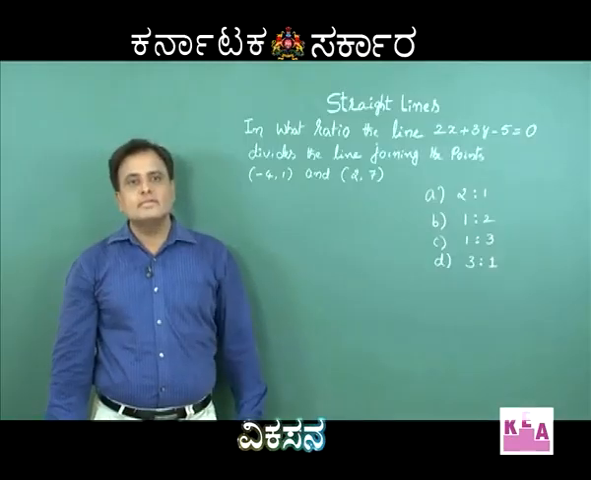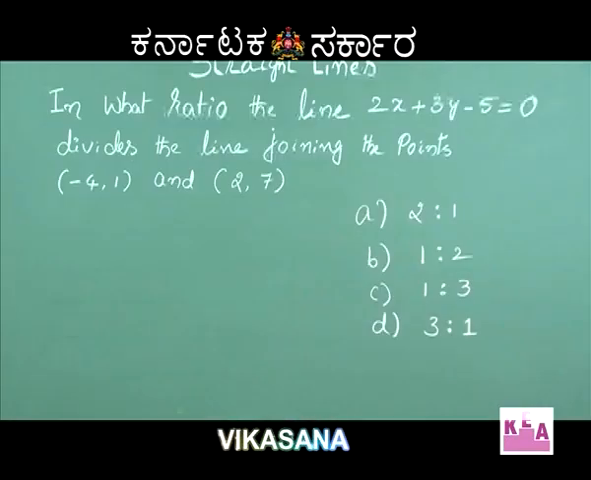Now, we will take the next example. See the question now. In what ratio does the line 2x plus 3y minus 5 is equal to 0 divide the line joining the points minus 4 comma 1 and 2 comma 7?